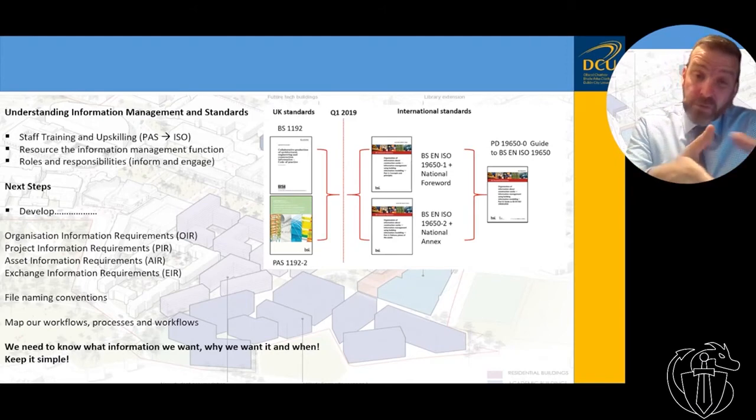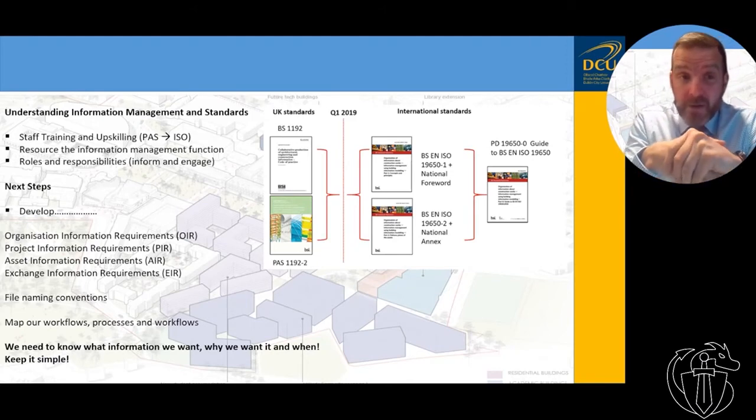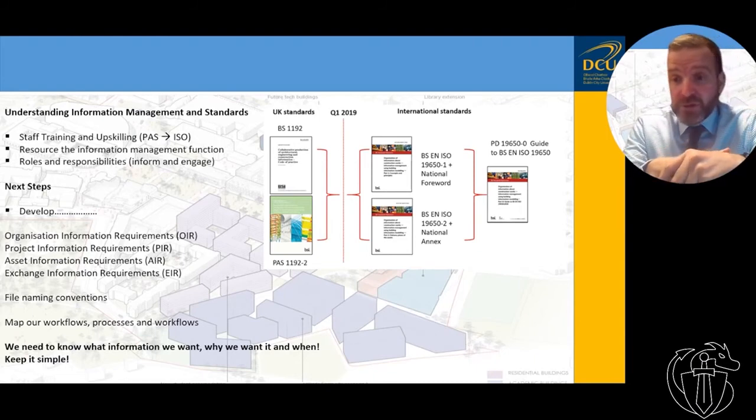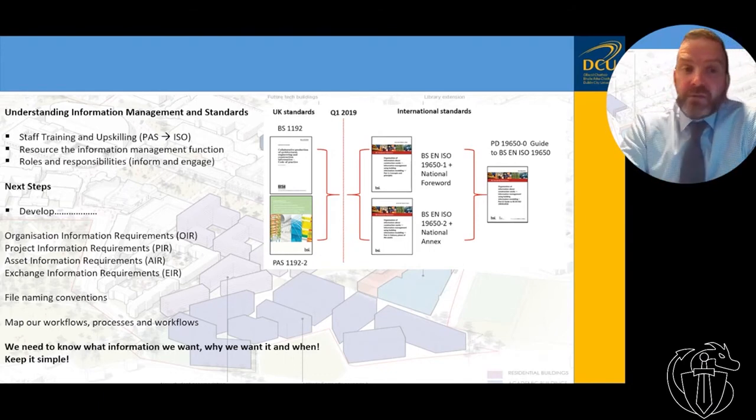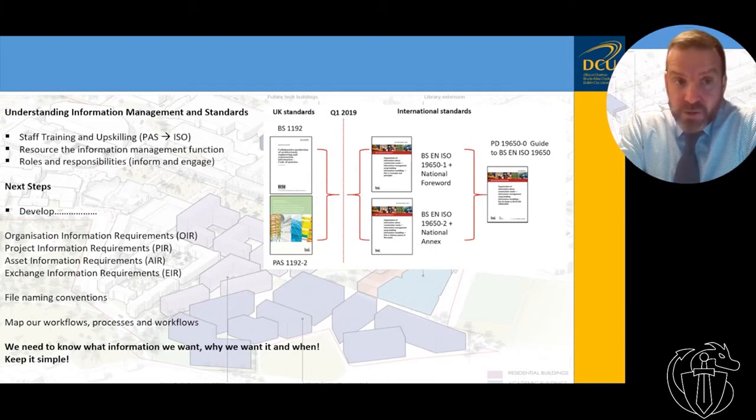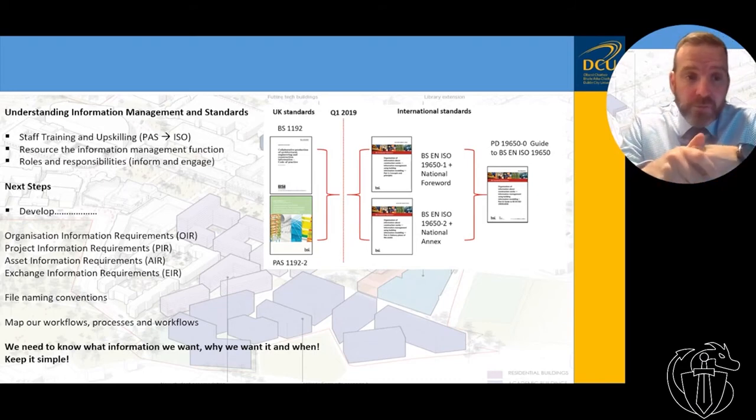So similar to what Rob was saying earlier, it's quality of information and informing people that the information that they produce, share, store, document, whatever it is, is potentially useful to somebody else and will support another function. So our next steps within DCU are to develop our OIR, to develop project information requirements, asset information requirements, and exchange information requirements.